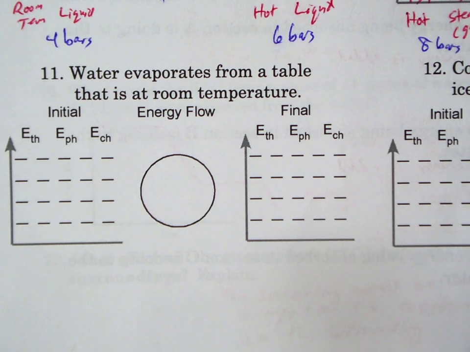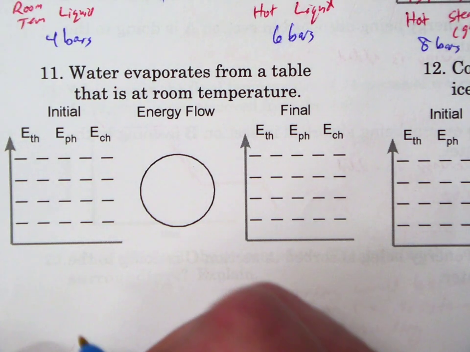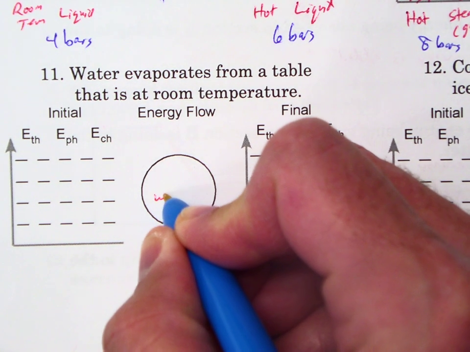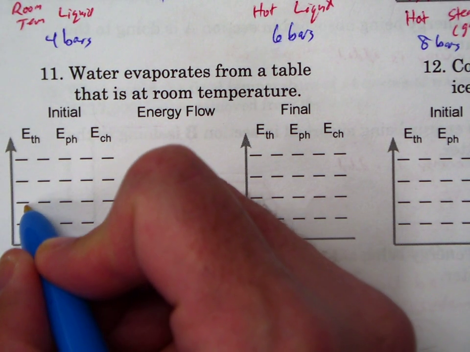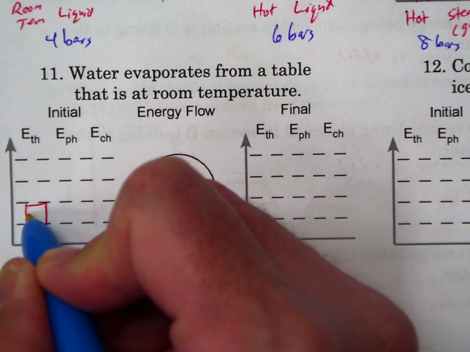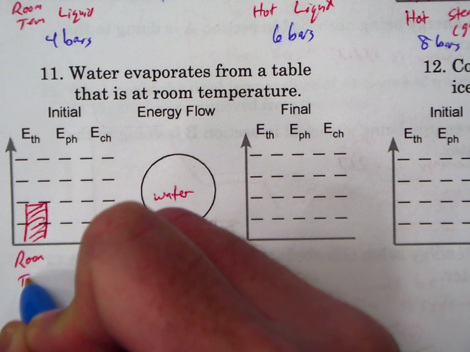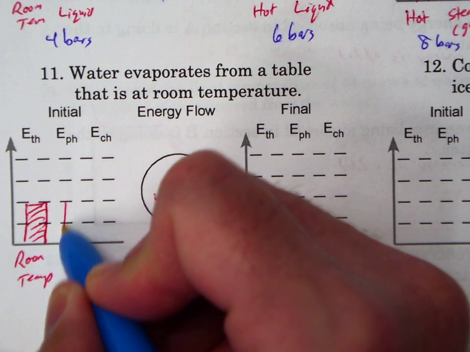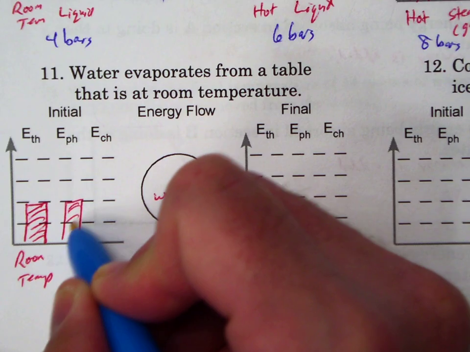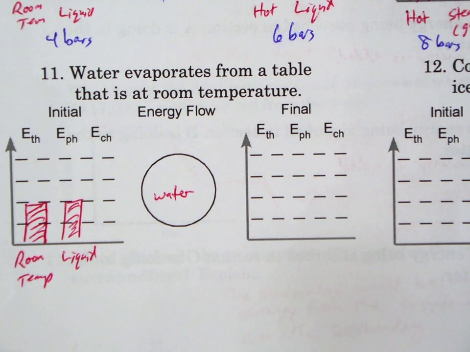It says water evaporates from a table that is at room temperature. So we've got some water, and that's our system here, water that's on the table. It is at room temperature, so we know that the temperature is just 2 bars. We're at room temperature, and it tells us that it's water, so we know that it's currently in the liquid phase. We've got liquid water at room temperature.